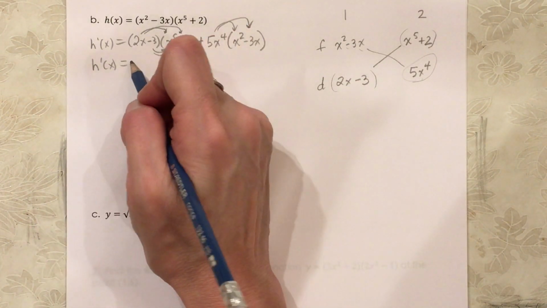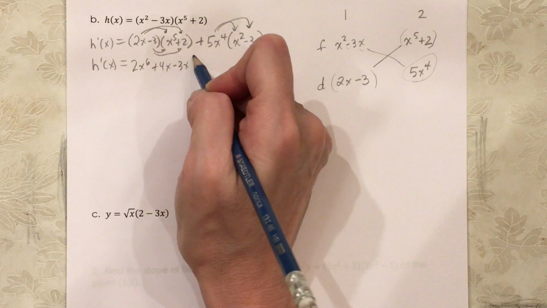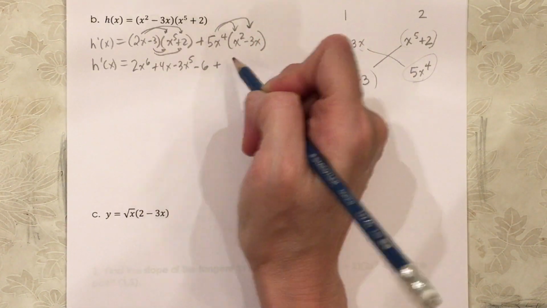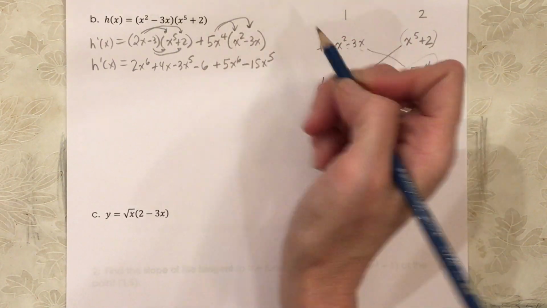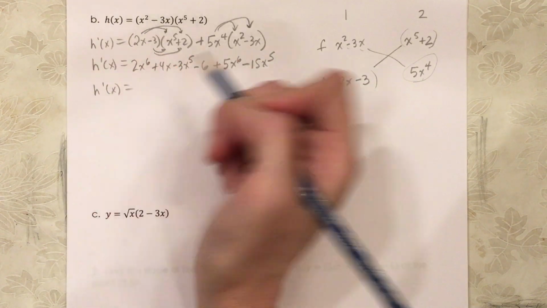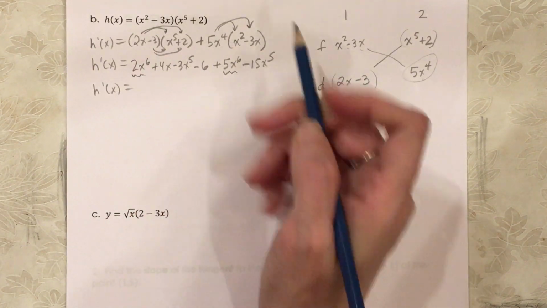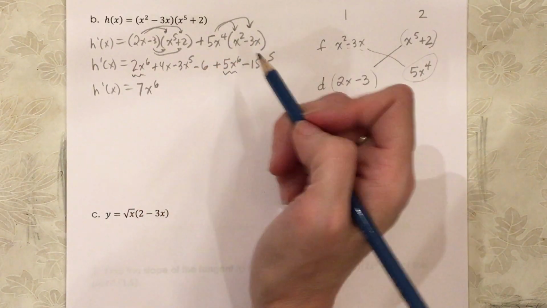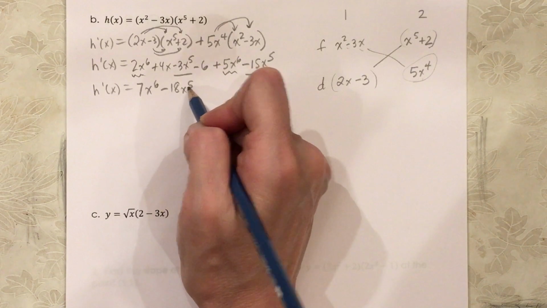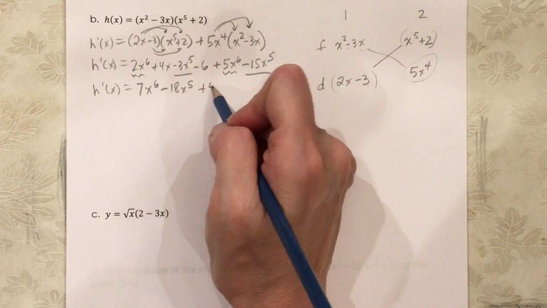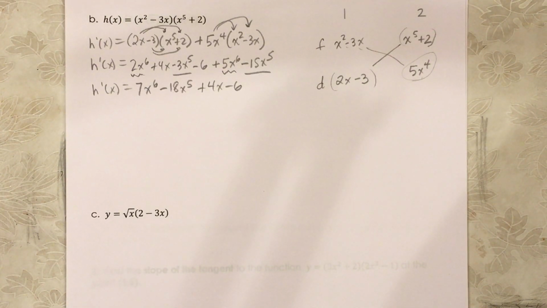and just the distributive property here. So that's going to give me 2x to the 6th plus 4x minus 3x to the 5th minus 6 plus 5x to the 6th minus 15x to the 5th. And then we can look for any like terms. So we've got x to the 6th and x to the 6th here, giving us 7x to the 6th minus 3x to the 5th minus 15x to the 5th is minus 18x to the 5th. And then just plus 4x minus 6. So that would be h prime at x.